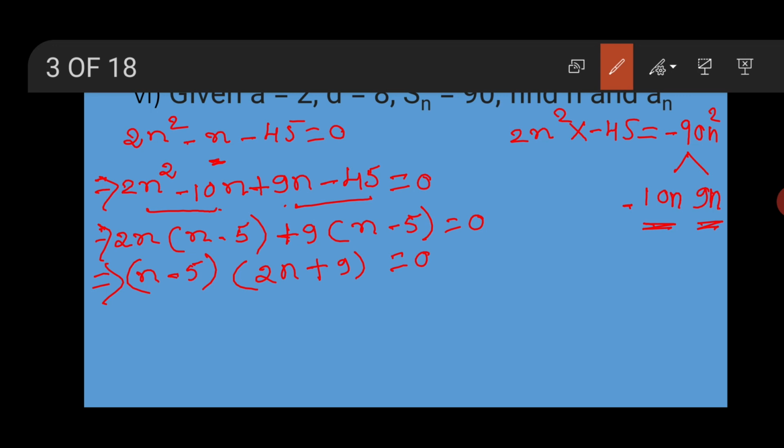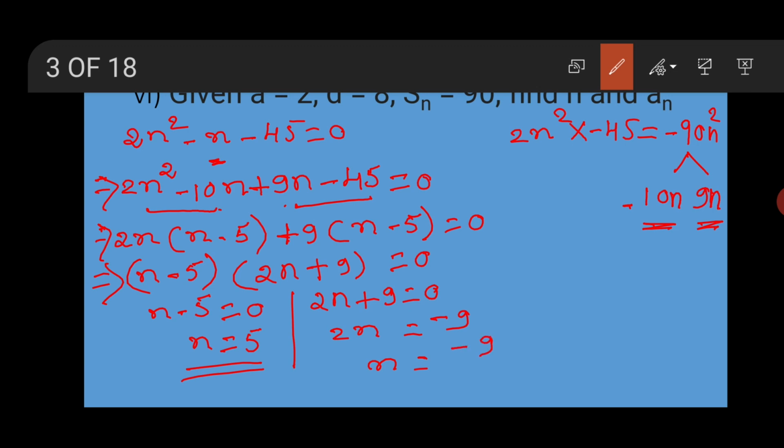Now this implies what? Either the first bracket n − 5 = 0 or the second bracket 2n + 9 = 0. So what is the value of n? n is equal to, carry −5 to that side, it becomes +5. Here 2n = −9, and what is the value of n? −9 divided by 2. So which value holds good here? The value of n should always be a natural number, because the number of terms is always a natural number.